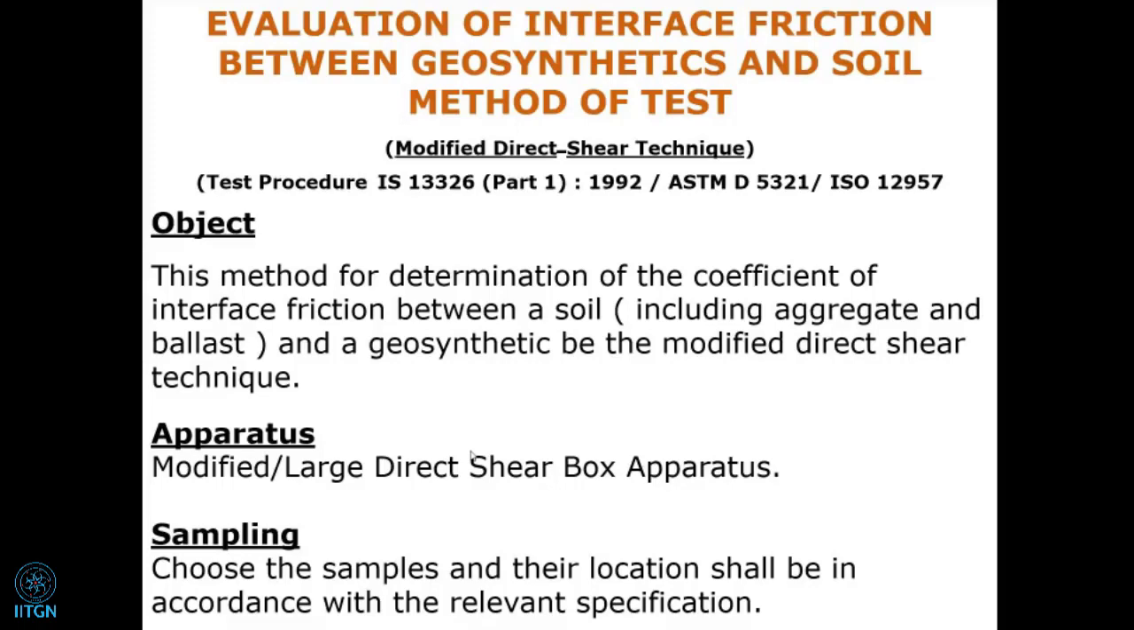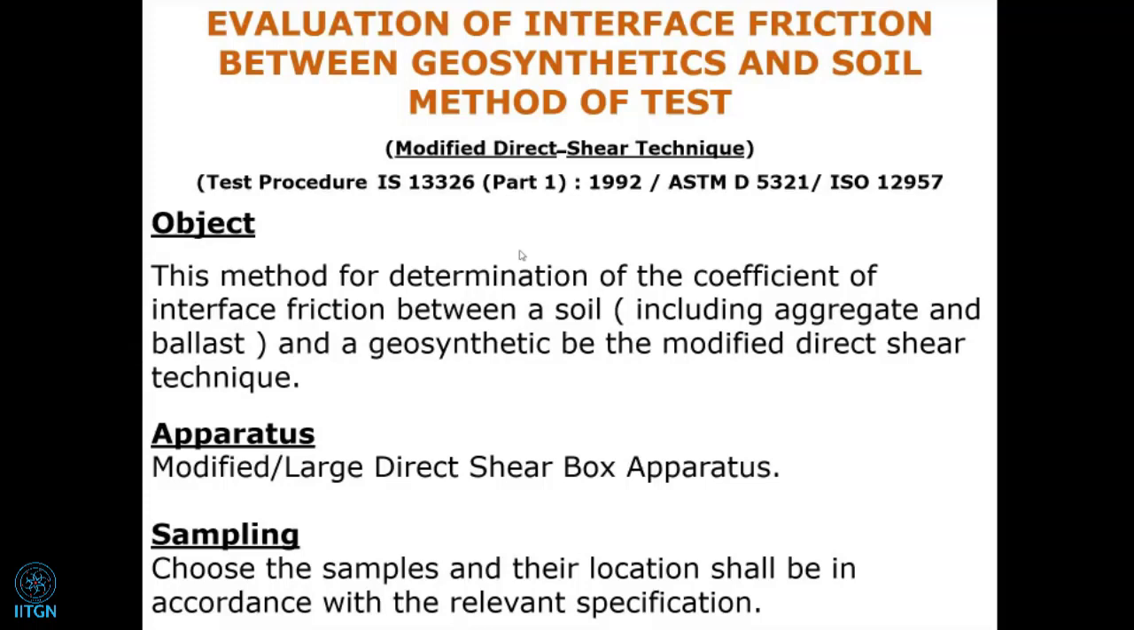As you know, in the case of fine grained soil, we use the small 7 centimeter by 7 centimeter mold size direct shear test. But here we are getting a larger mold of 30 centimeter by 30 centimeter. The test procedure follows different methods like IS, ASTM and ISO. Again, the objective is the same: determination of the coefficient of interface friction between soil and geosynthetics. Here, in place of soil, we can use aggregate and ballast also.